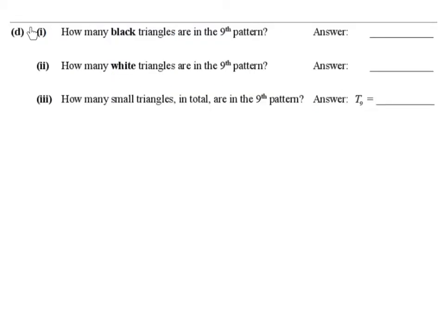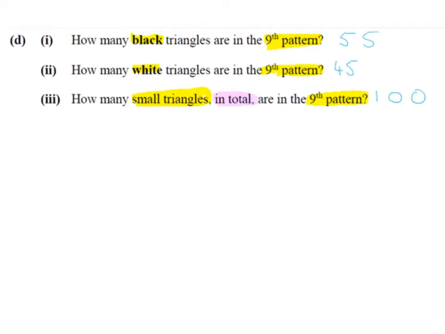Part D. 1. How many black triangles in the ninth pattern? How many white triangles in the ninth pattern? And how many small triangles in total in the ninth pattern? So we end up getting 55 black triangles in the ninth pattern, 45 white triangles in the ninth pattern, and adding these together, 55 plus 45 is 100 small triangles in total in the ninth pattern.